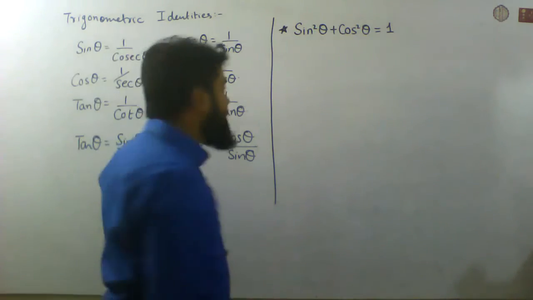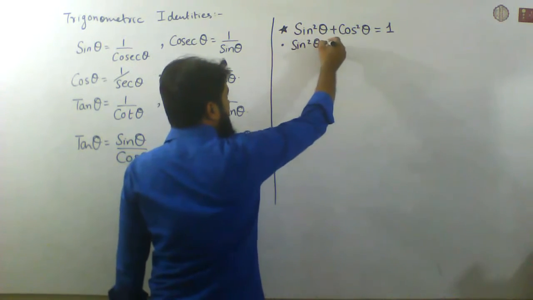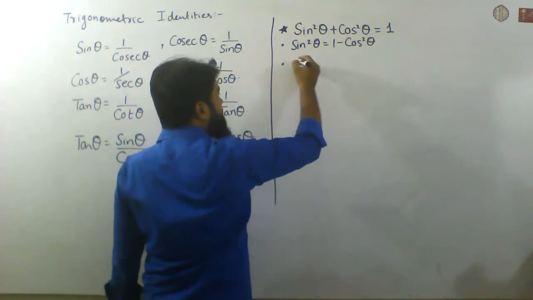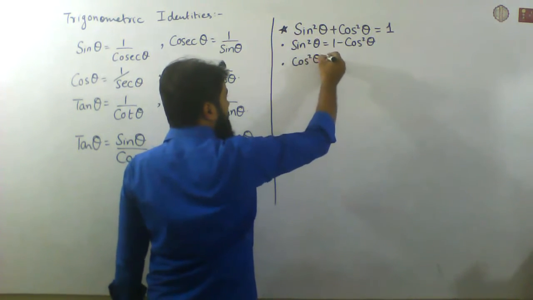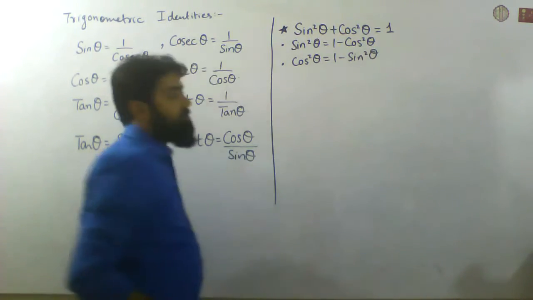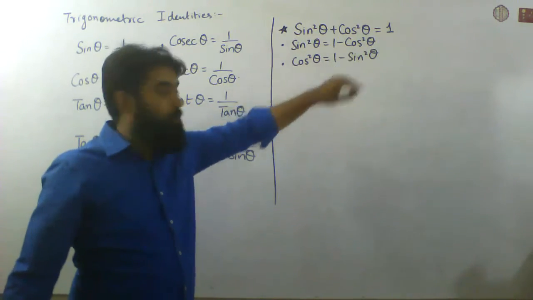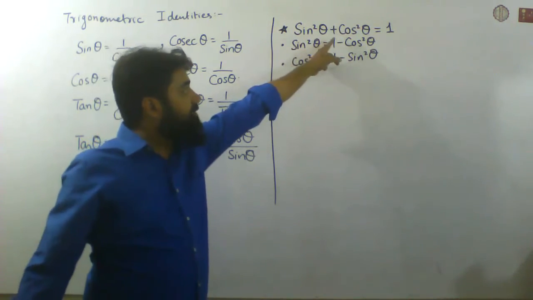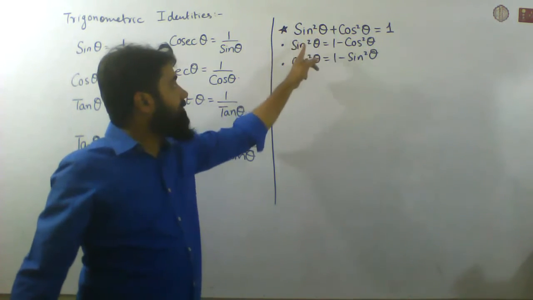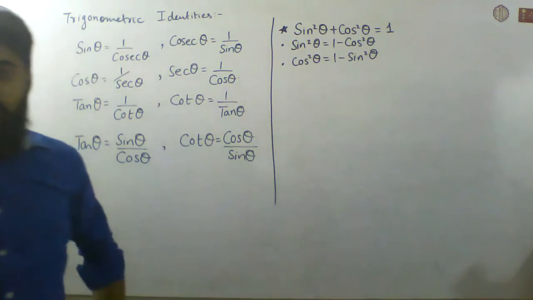What are the different variations you can have here? You can have sin square theta equals 1 minus cos square theta, or cos square theta equals 1 minus sin square theta. That can also be a variation. I shifted cos square to the other side to get 1 minus cos square, and in the other I kept cos square on the left and shifted sin square to the right, and got this result.